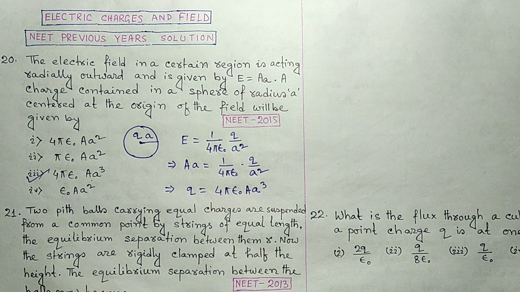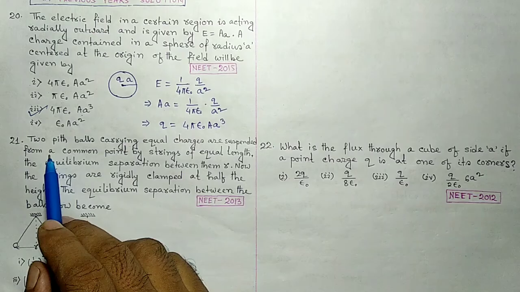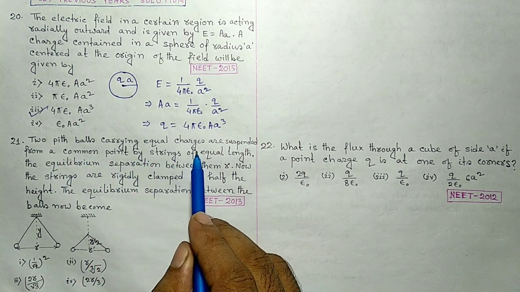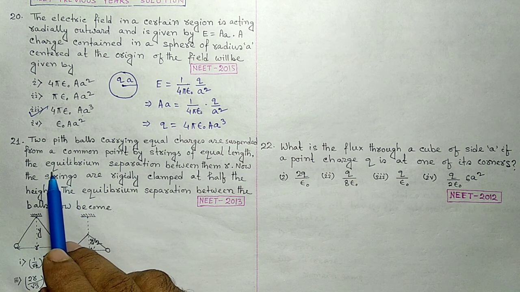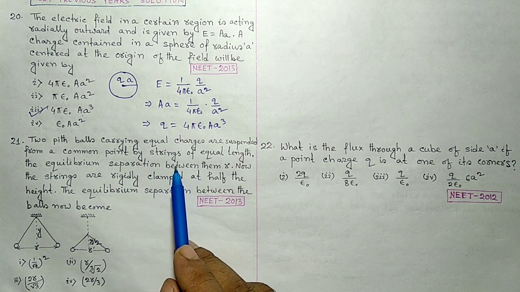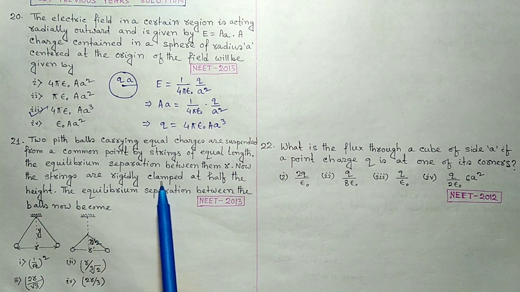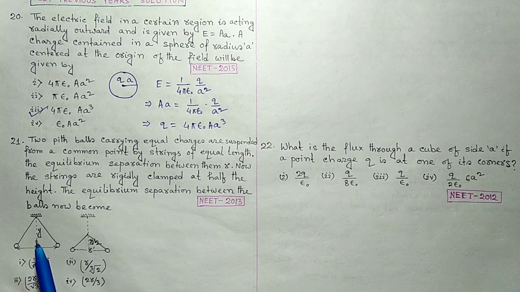Next question is question number 21. Two pith balls carrying equal charges are suspended from a common point by strings of equal length. The equilibrium separation between them is R. So here are the two pith balls hanging from a common point. They are charged, so initially the separation between them is small r.